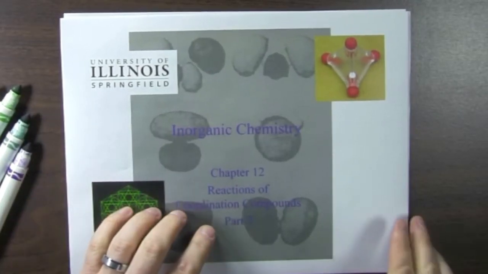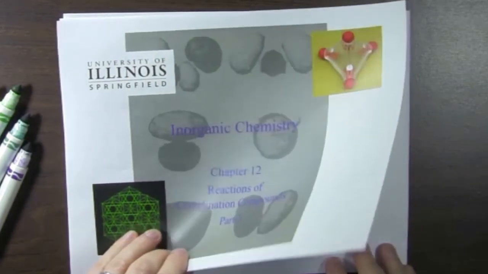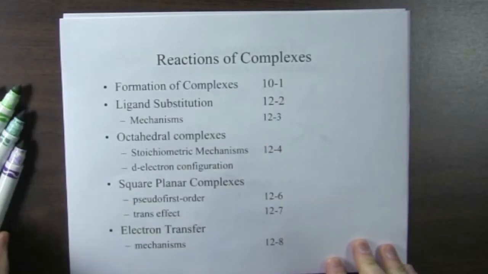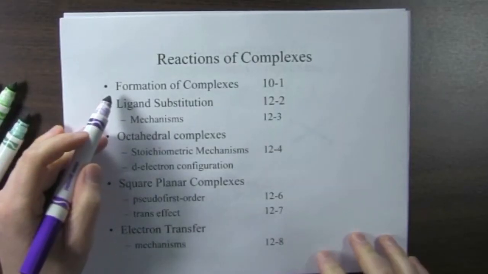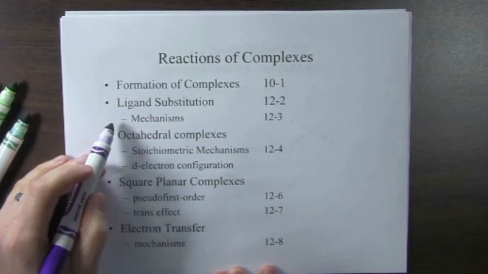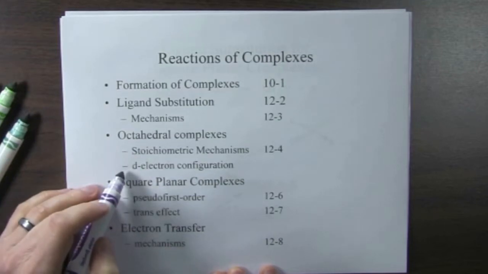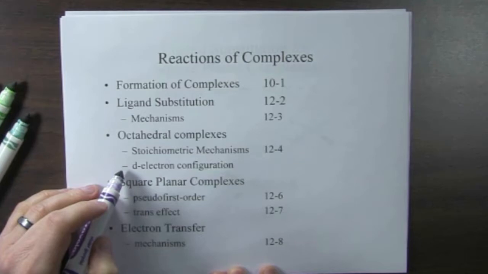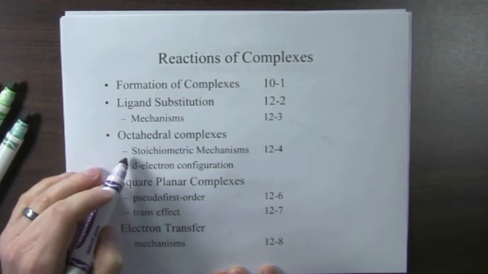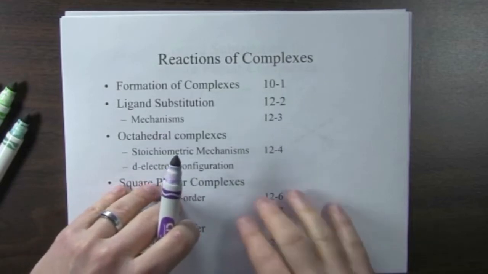In this part of our Chapter 3 discussion of the reaction of coordination compounds, we'll look at square planar complexes. So far we've looked at the formation of complexes, we've looked at ligand substitution, we've looked at substitution for octahedral complexes and how the d electron configuration can contribute to the kinetics. We've also looked at the rate laws, the mechanisms, and the thermodynamics. In this section we'll look at square planar complexes. In our final lecture we'll look at electron transfer reaction mechanisms.